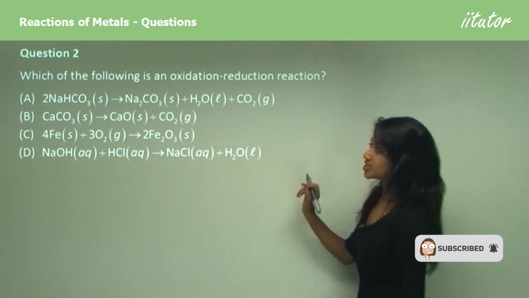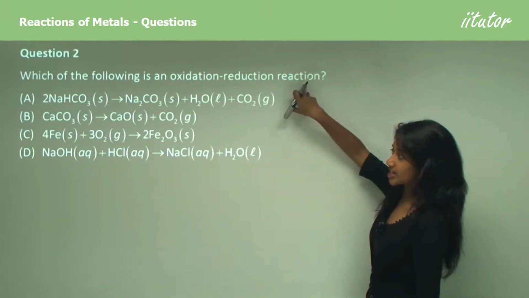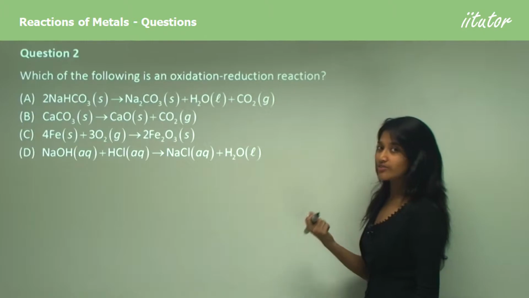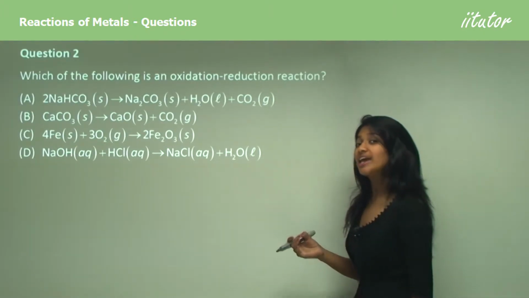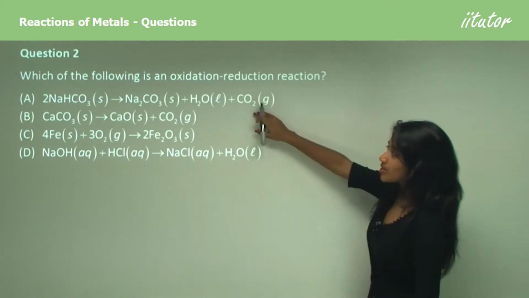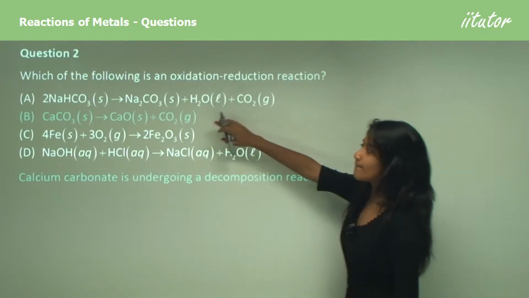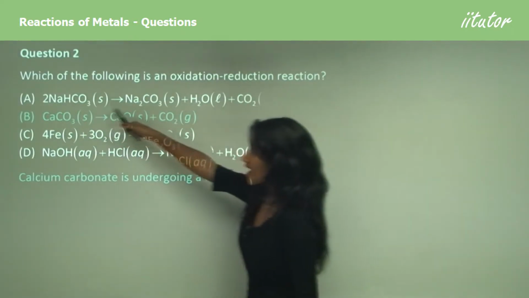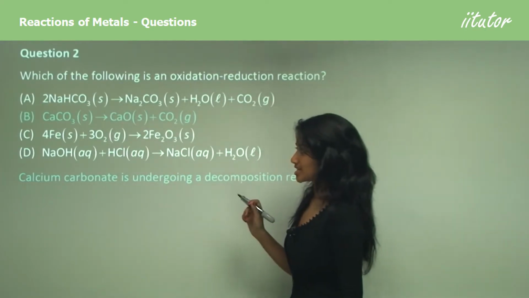Now moving to question 2, which of the following is an oxidation and reduction reaction? So what are the things you have to look for in an oxidation and a reduction reaction? There's supposed to be an electron transfer. Now in our first reaction, there can't be an electron transfer because it is a decomposition reaction. So A is not the correct answer.